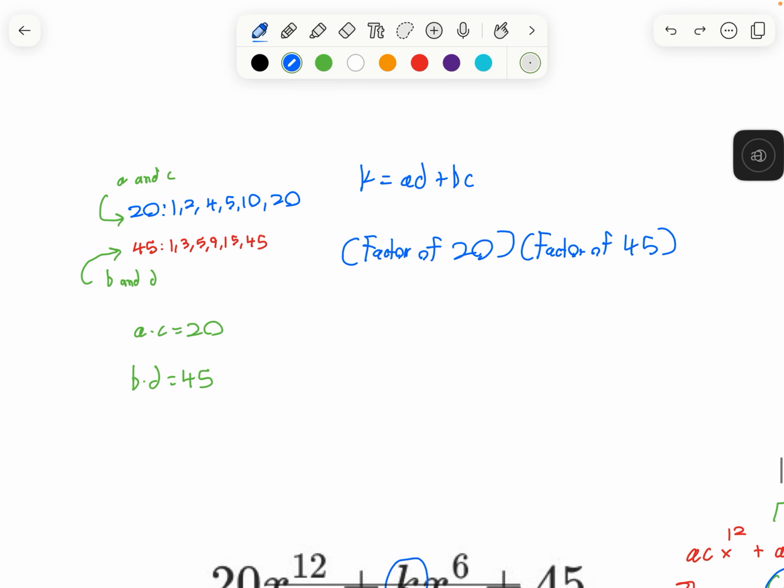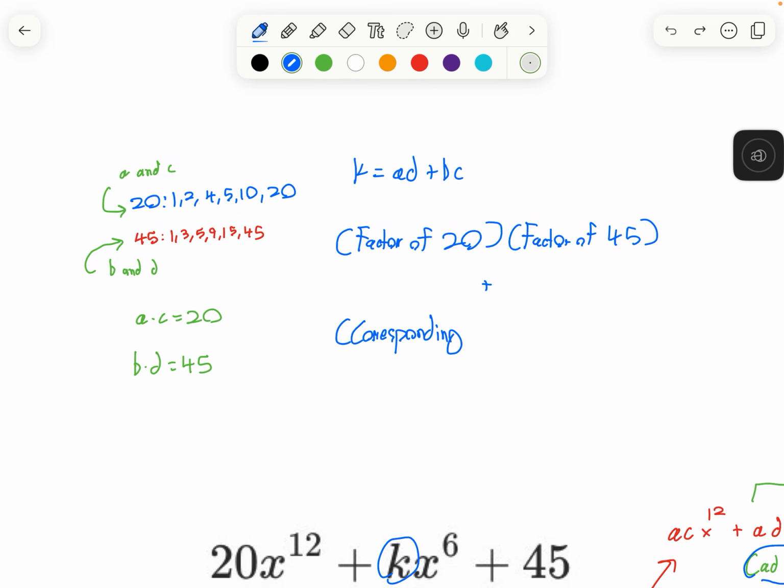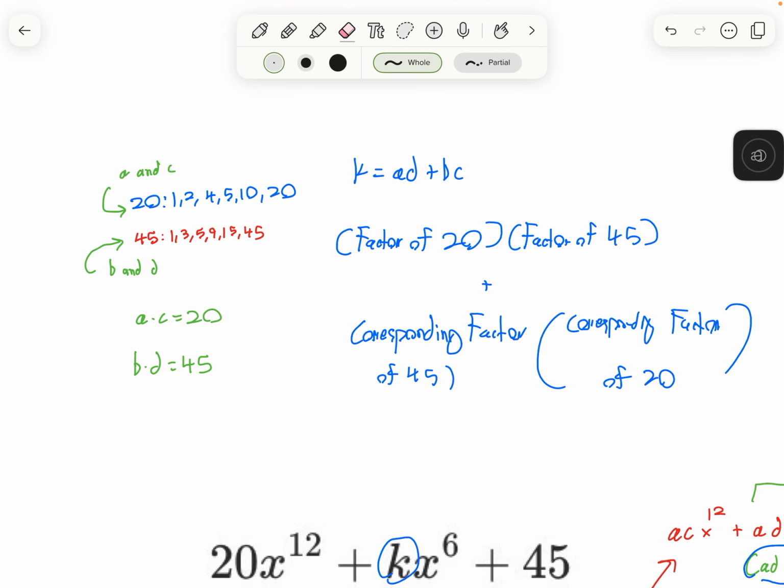plus a factor, I'm going to say corresponding factor, right? Because remember, you're still multiplying out. You're still multiplying out to 20 and 45. So then plus B, which is a factor of 45, times the corresponding, sorry for the handwriting, but that says corresponding factor of 20, right? So this is effectively what we're trying to maximize.